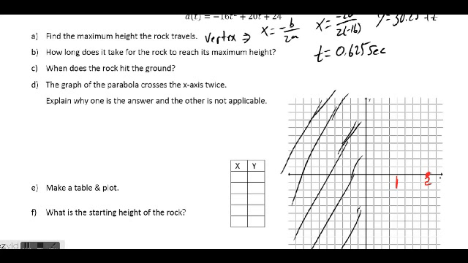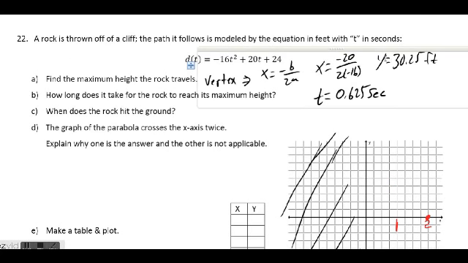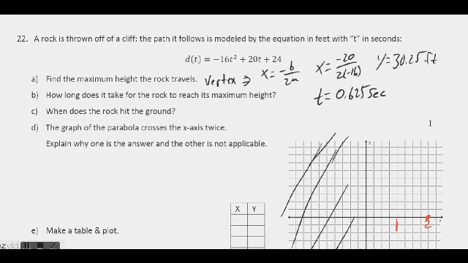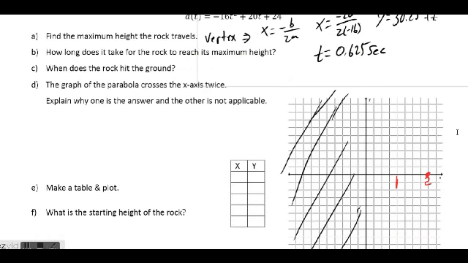Now I have to figure out what to go by on my y-axis. The maximum height was 30.25. So what could I go by? Let's see, what if I went by 5s? 5, 10, 15, 20, 25, 30. I can go by 5s. So there's 10, 20, 30.